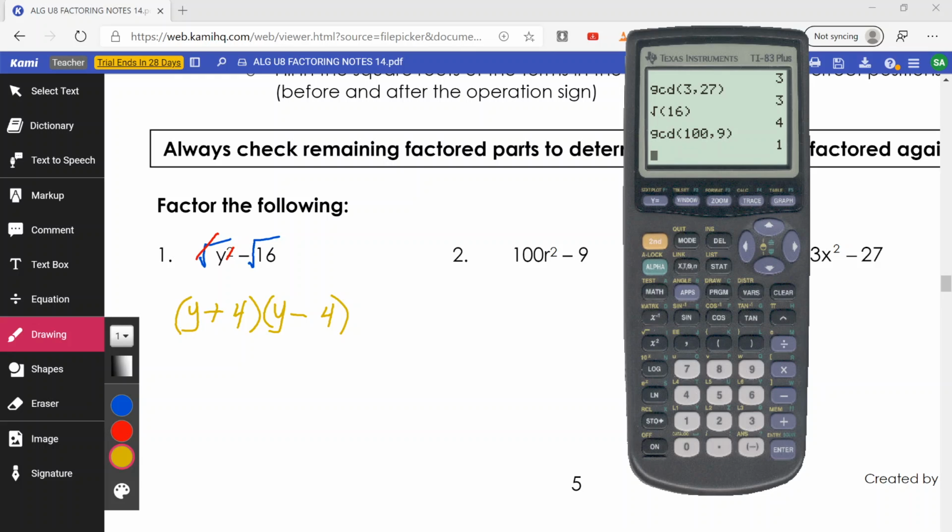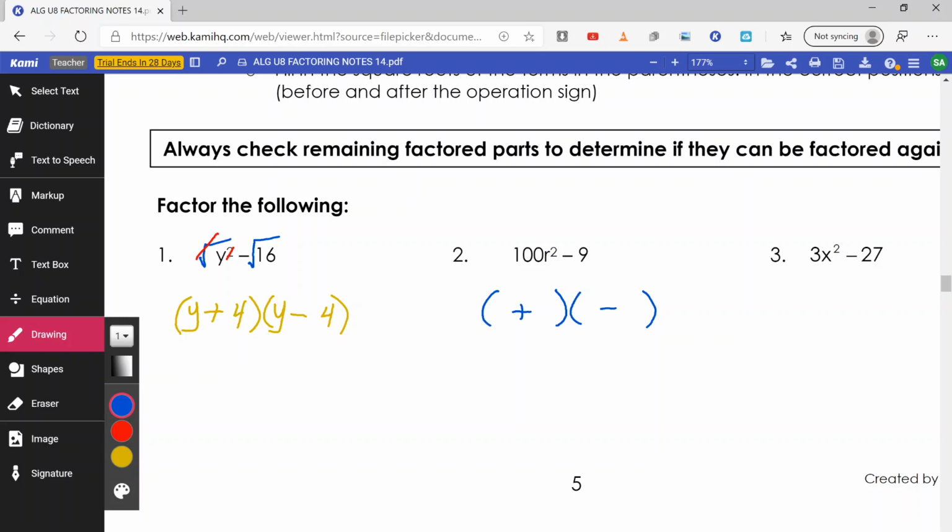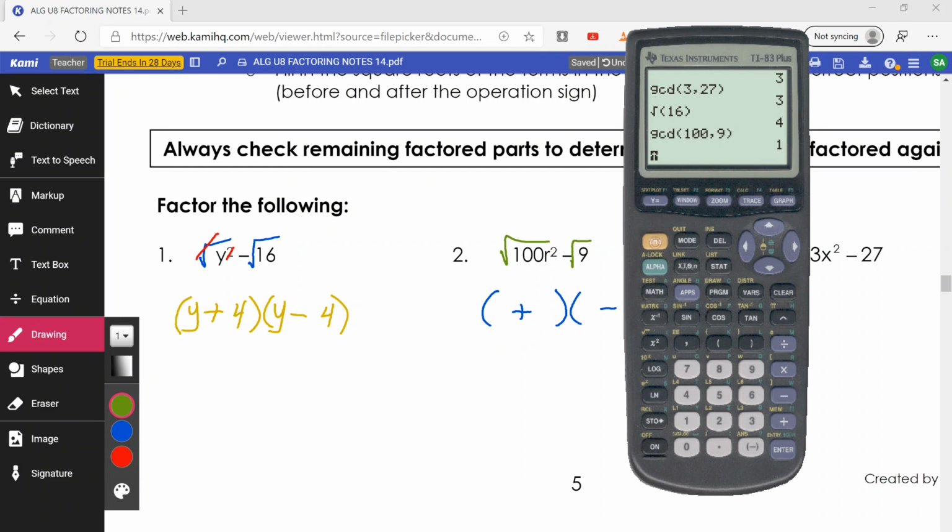So next thing, do we have a difference of two perfect squares? So we are subtracting. So again, it's a possibility. If it is a difference of two perfect squares, I know I will have two sets of parentheses. One is plus, the other is minus. And I need to take the square root of both 100r squared and 9. So we'll take the square root of 100. So we get 10.